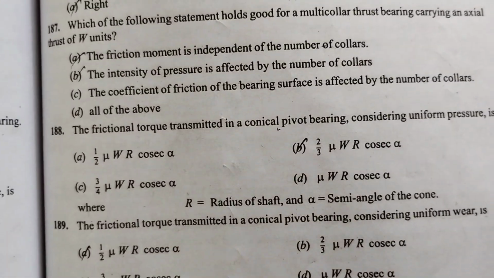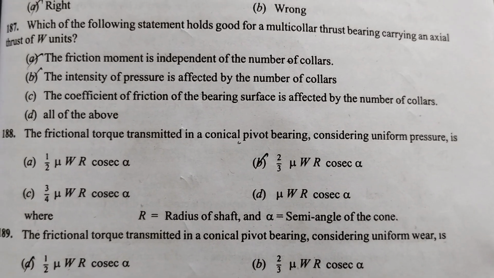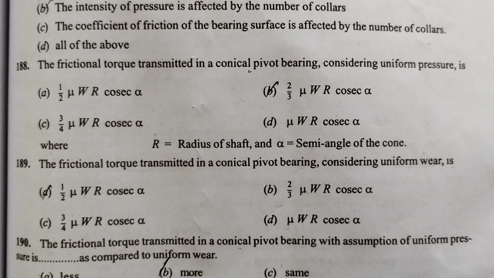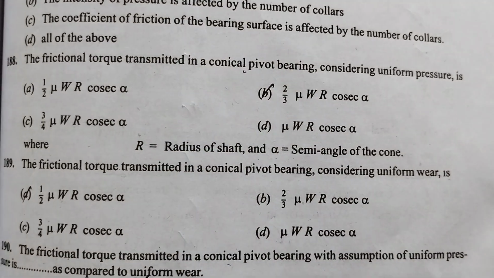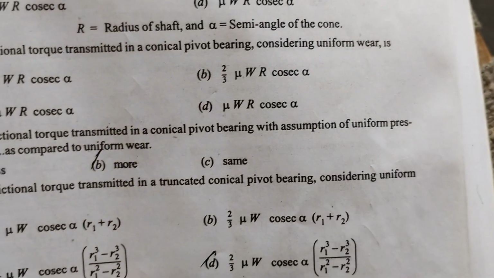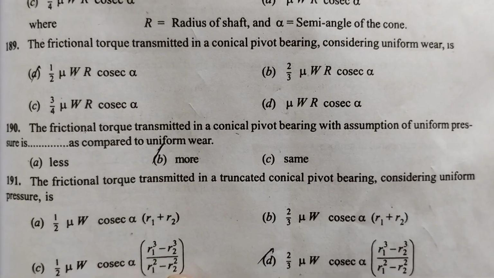The frictional torque transmitted in a conical pivot bearing, considering uniform pressure, is 2 by 3 mu W R cosec alpha. The frictional torque transmitted in a conical pivot bearing, considering uniform wear, is 1 by 2 mu W R cosec alpha. The frictional torque with the assumption of uniform pressure is more, compared to uniform wear.